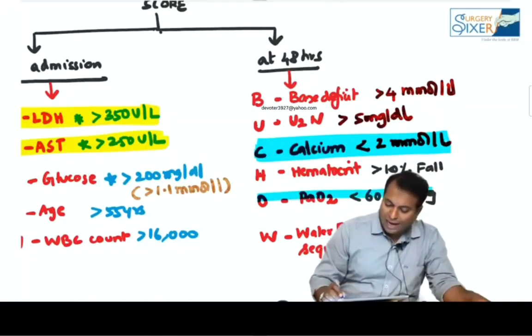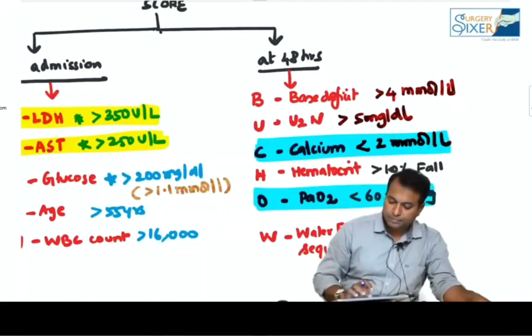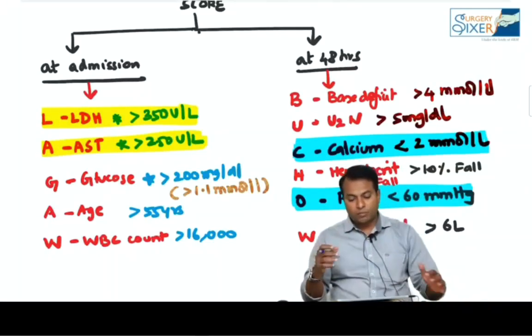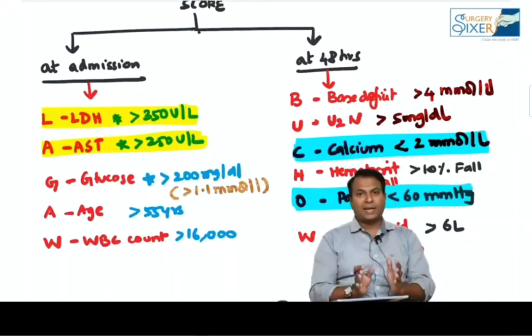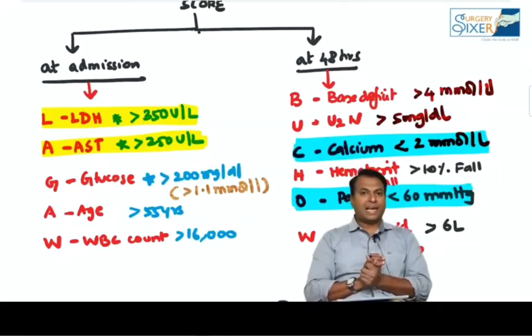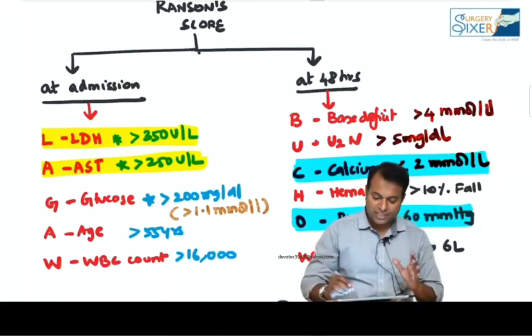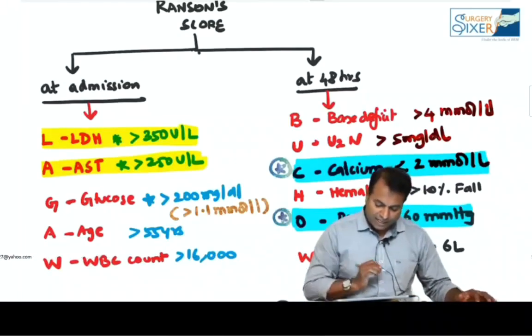In this, the two blue highlighted things are decreased. All other things are increased. I'm not measuring the hematocrit, I'm measuring the hematocrit fall, which is more than 10%. These values are taken directly from Bailey and Love 27th edition. You must remember these values. So serum calcium is decreasing, partial pressure of oxygen is decreasing, all other things will be elevated. In Ranson score, the factors which decrease can also be asked: calcium and oxygen will be decreased.